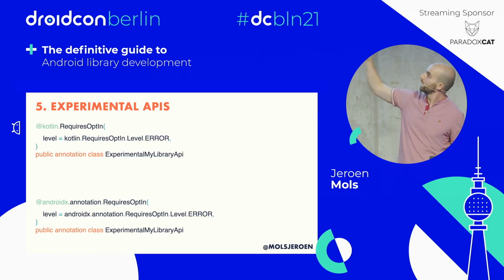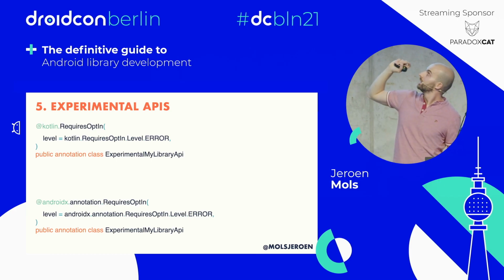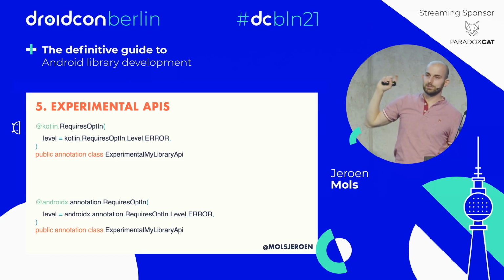There are actually two experimental APIs, one provided by Kotlin, one provided by AndroidX. The difference is the first one, the Kotlin one, is validated by the Kotlin compiler, so it only works for Kotlin code. The second one is validated by lint, so it works in both Java and Kotlin code.